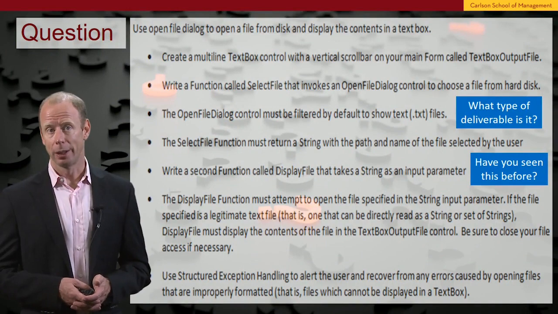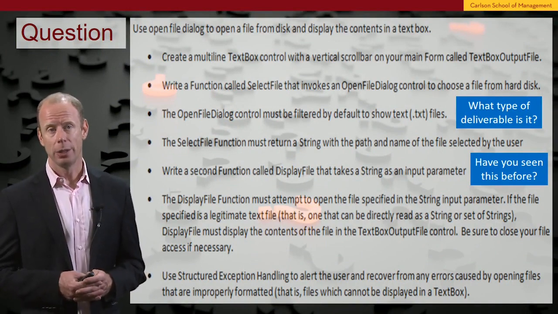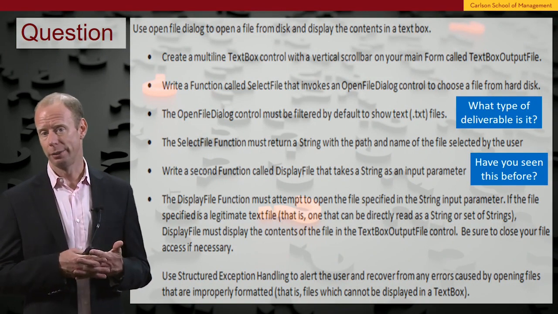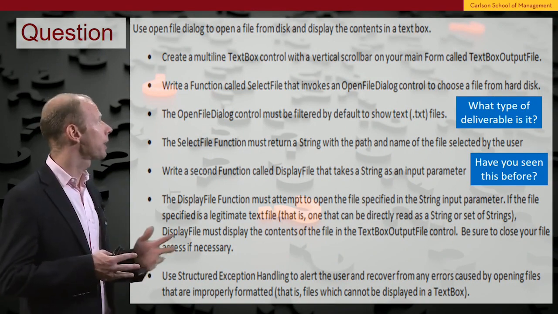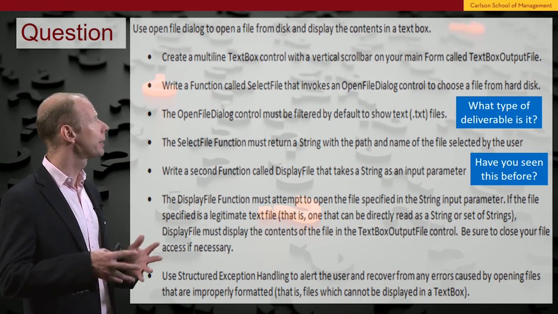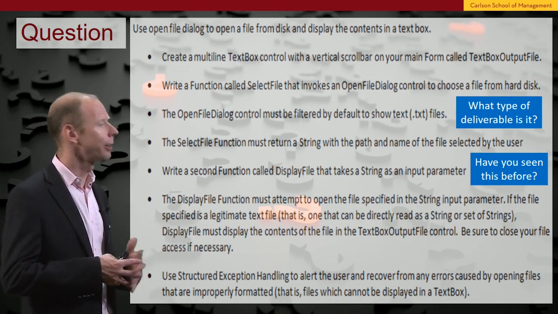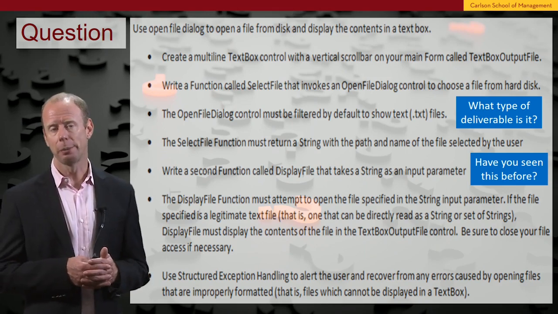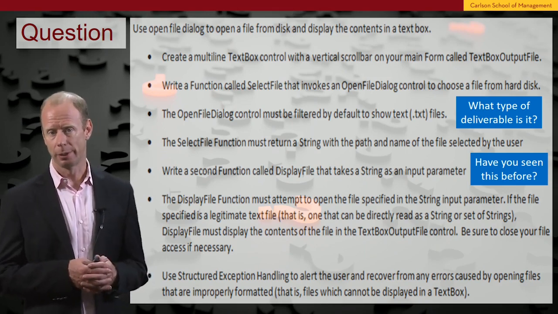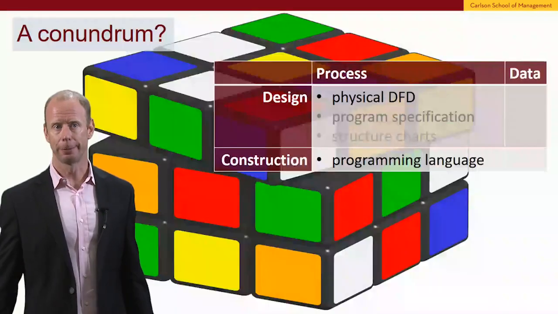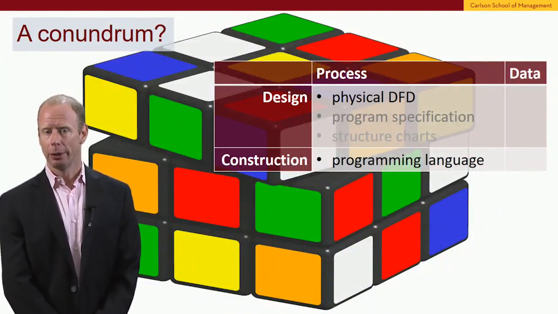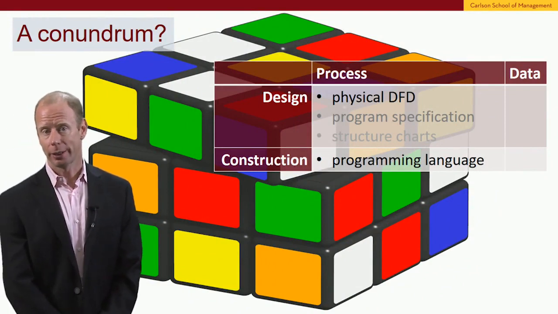Here's an example of a program spec. You know that this is typically a program spec because of references to things that are very physical. For example, using the open file dialog, a multi-line text box, write a function. These are distinctly different from the kinds of things that we might see in a primitive as part of our data flow diagram compilation.